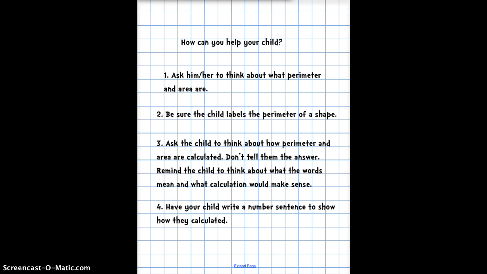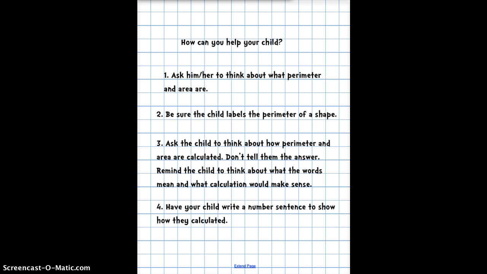Second thing is, make sure that your child labels the perimeter of a shape. Again, as I mentioned earlier, if they only do 2 sides, they get very confused and often will mix up perimeter and area, or multiplication and addition too.